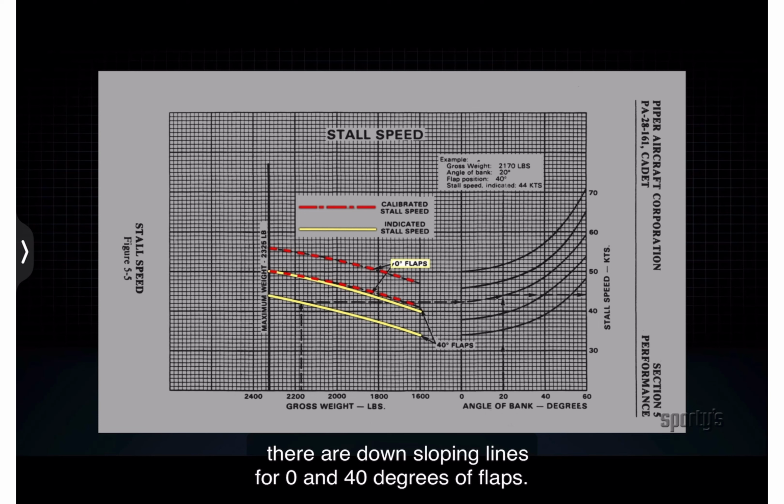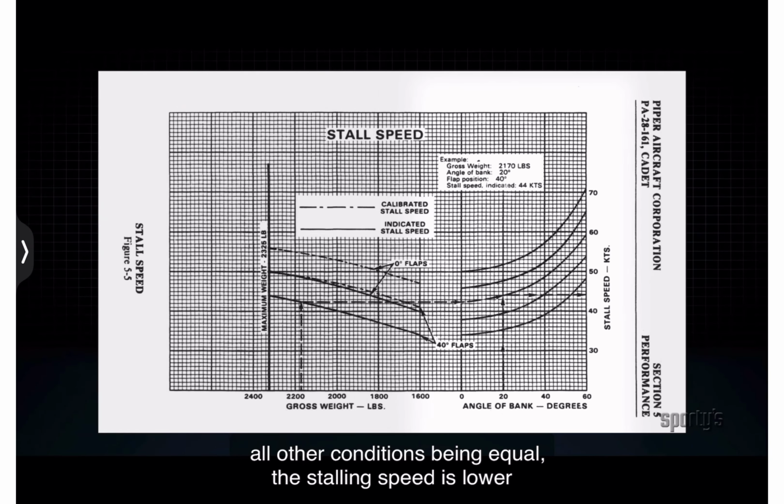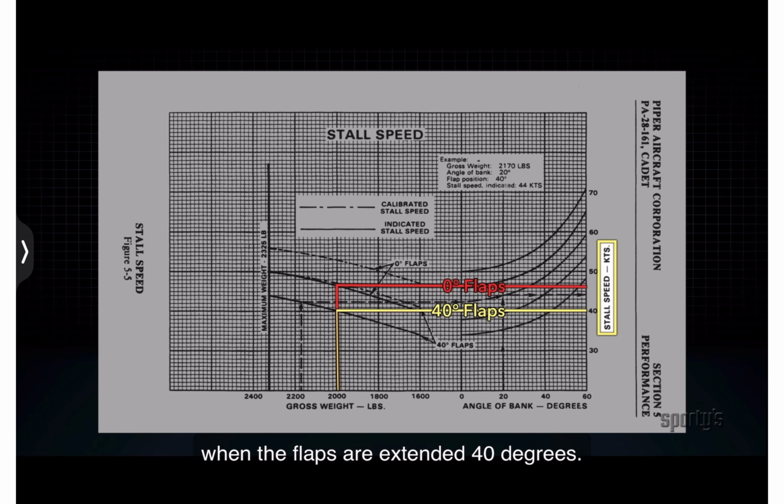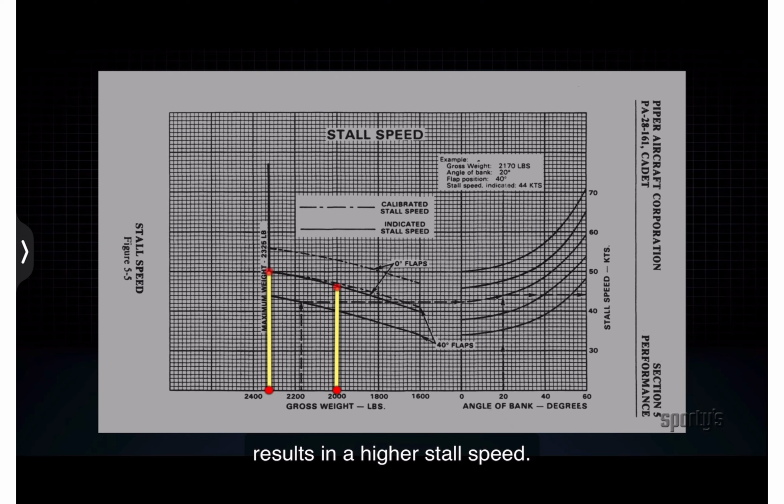There are downsloping lines for 0 and 40 degrees of flaps. The right side of the chart accounts for the bank angle. All other conditions being equal, the stalling speed is lower when the flaps are extended 40 degrees. With all other conditions being equal, increasing the weight or bank angle results in a higher stall speed.